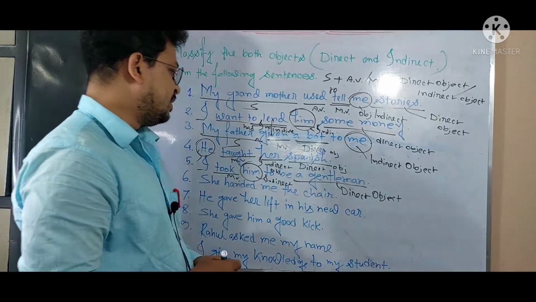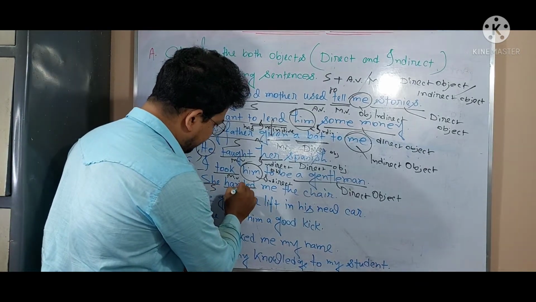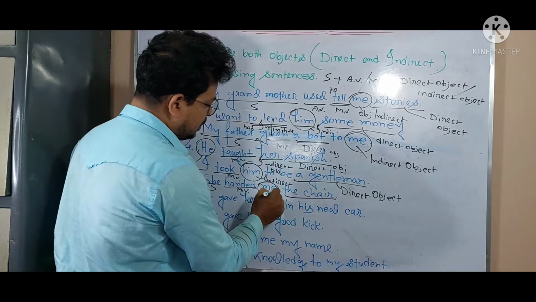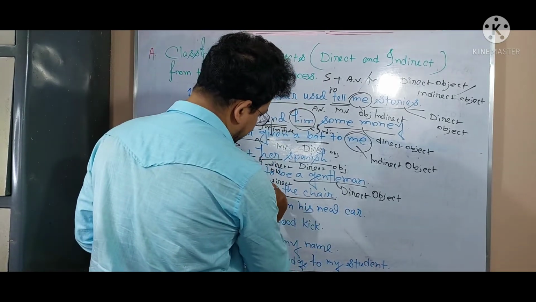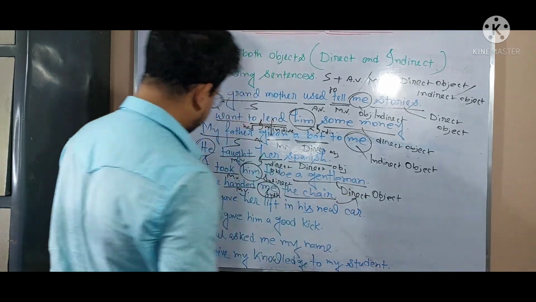She handed me the chair. The "she" is the subject here, "handed" is the main verb, and then whom and what. The "whom" will be the indirect object, and the chair will be the direct object.